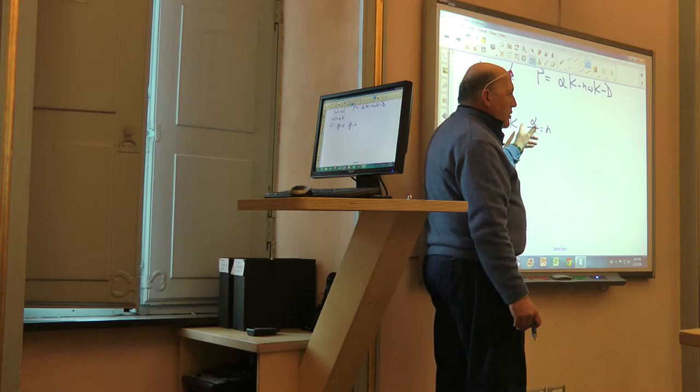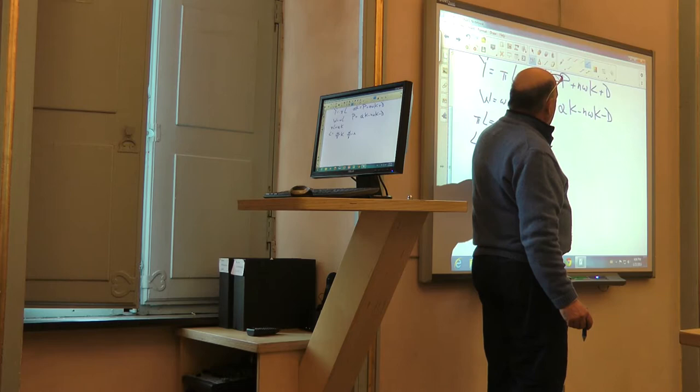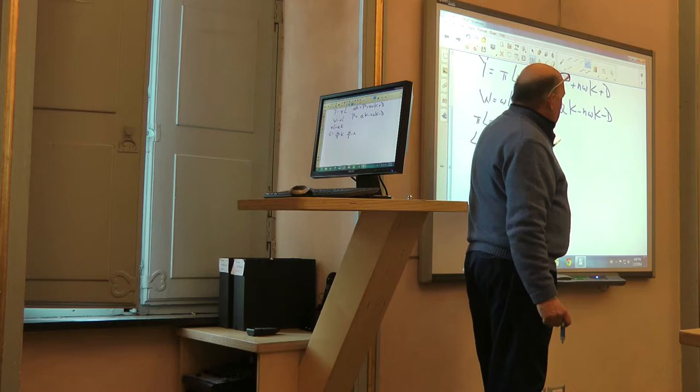It is determined by this sort of engineering. These are engineering coefficients, essentially. Yeah? Now, once I do that, I obtain an accounting expression for profit. These are all linear.